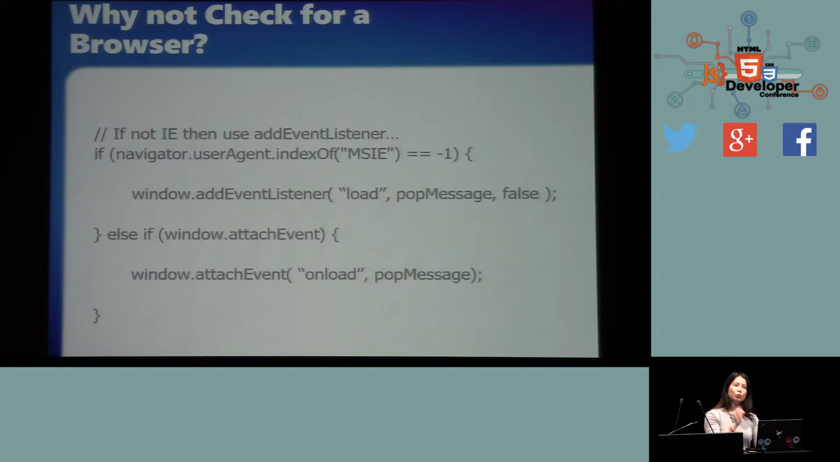So let's look at one example before we get into the detail of feature detection. This is, I think, from my old code. What I'm checking here is whether to use addEventListener versus attachEvent. The logic I put here is: if it's not IE, then they must use addEventListener, and I'll do something. If it's IE, use attachEvent. But if you look at the code, is it a good way to do things like this?